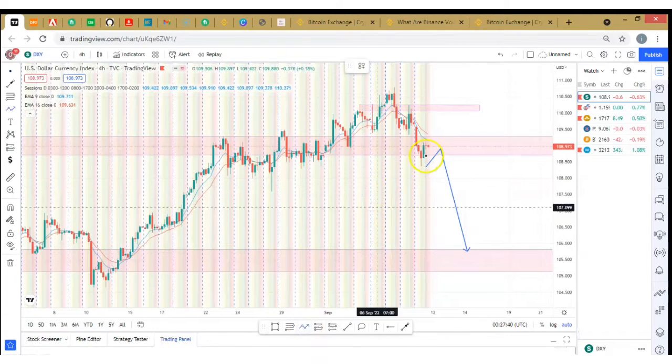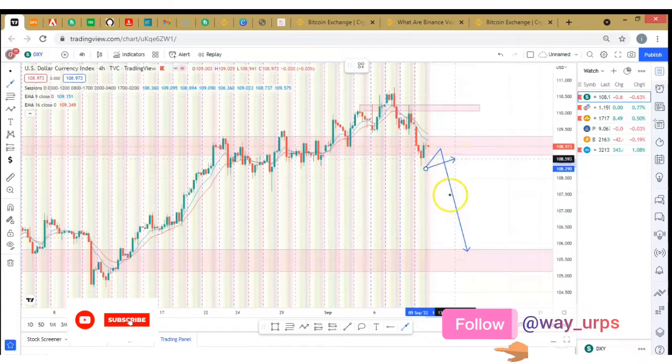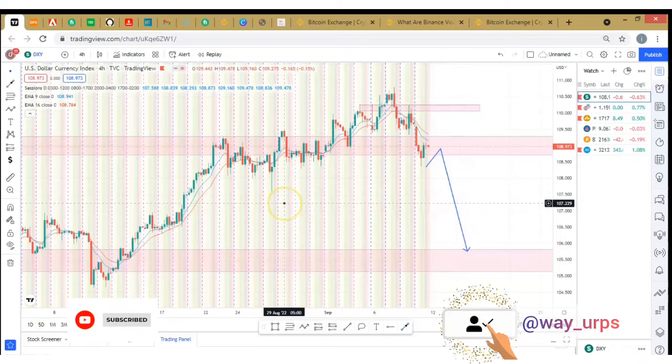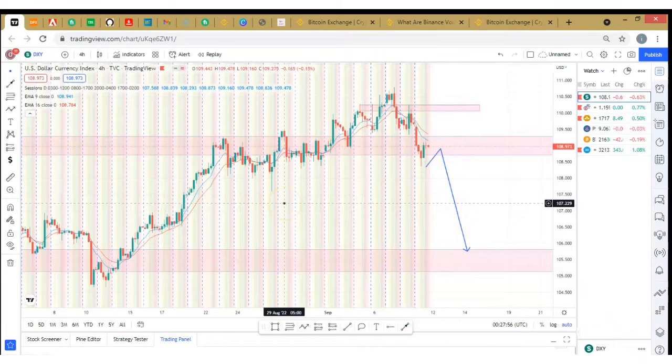So I also did this. I knew what it was about to do, so immediately I drew this one, and this is exactly what's going to happen. What it means is that the dollar index is going to be dropping, and that's very serious news. If the dollar index is selling, pound will be buying.